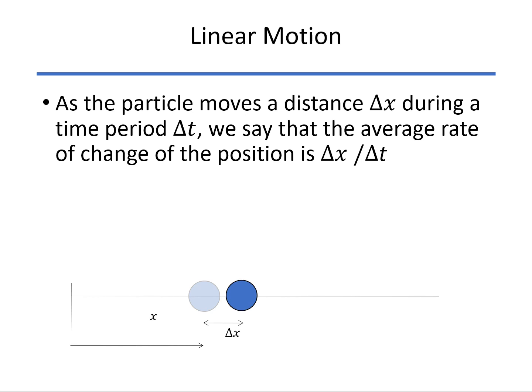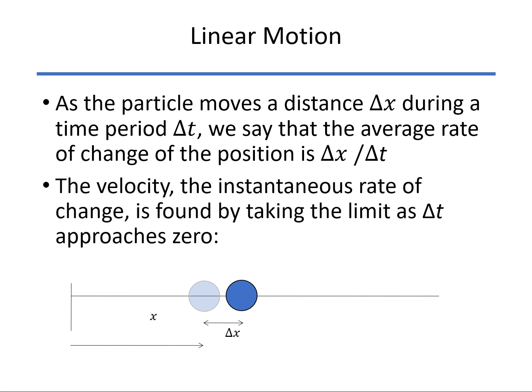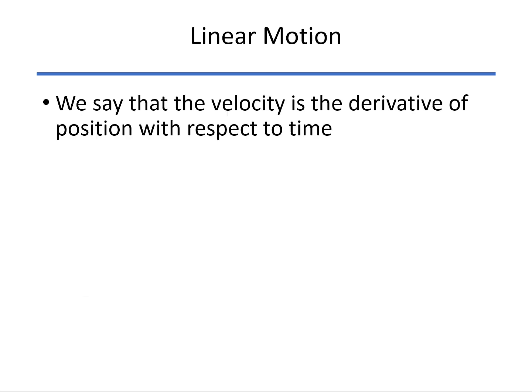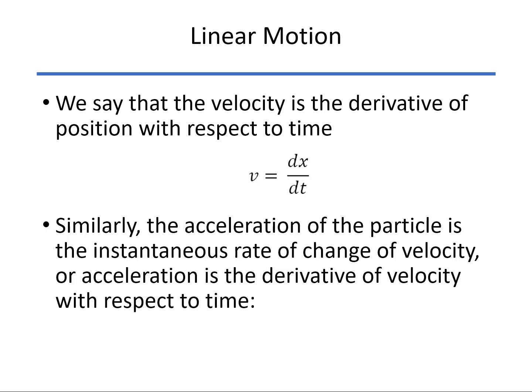Now, as we move over a small time interval delta t, we've moved a distance of delta x. And so we would say the average rate of change of position, in other words, the speed of the particle, is delta x over delta t. But now, when we say speed or velocity, we're talking about an instantaneous value. So we find that by taking the limit of delta x over delta t as delta t approaches 0, and that becomes our derivative. So velocity is the derivative with respect to time of position. Now, in a similar manner, the rate of change of velocity with respect to time is the acceleration.